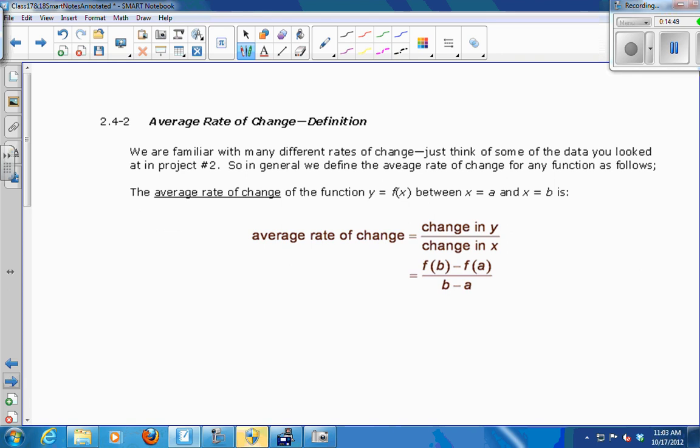So in general, we're not always working with distance and time. Average rate of change you can find by doing change in y over change in x. And the way you calculate change in y is you calculate your two y values, which would be f of b and f of a, subtract them to get your change in y, and then subtract your x values, b minus a, to get your change in x.